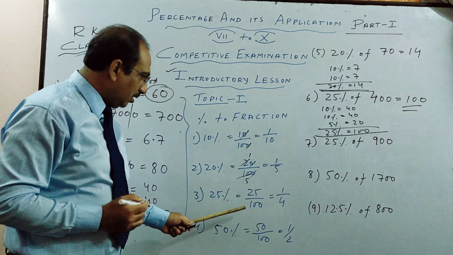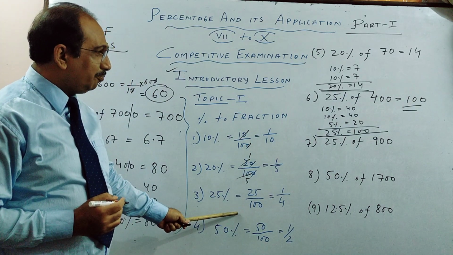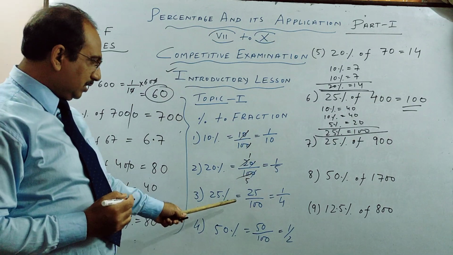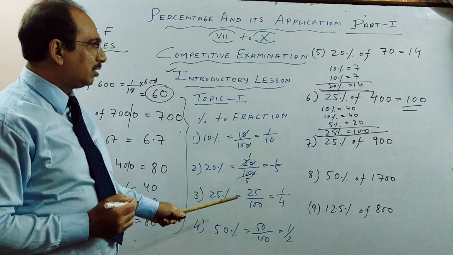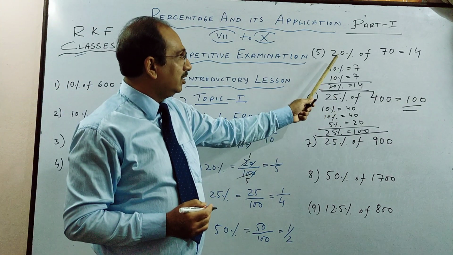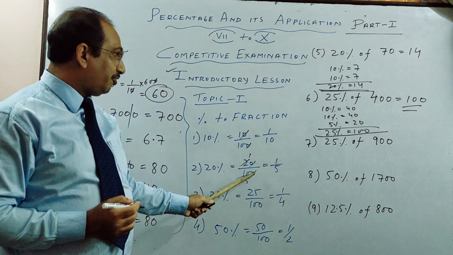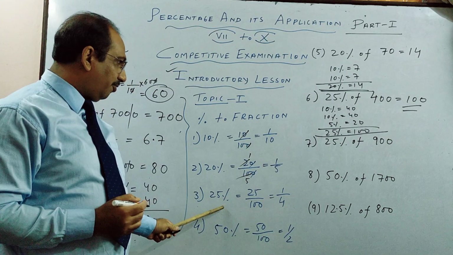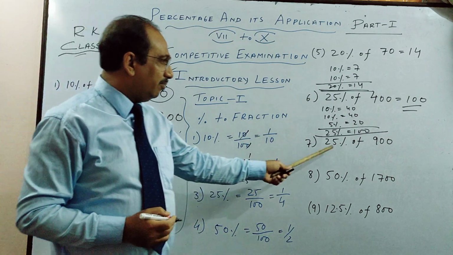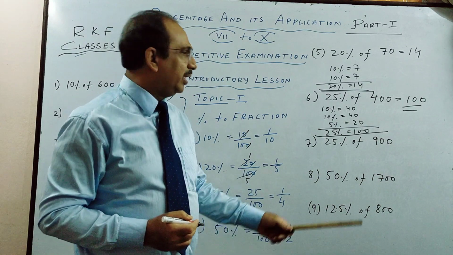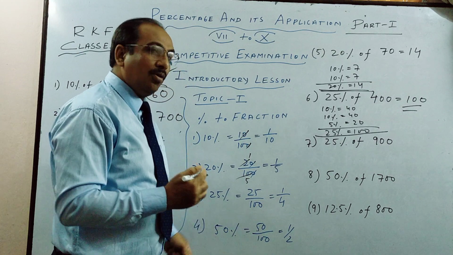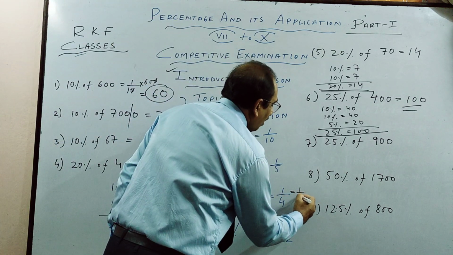25% of 900. So 25% means 1/4. This was 1/5, and this was 1/4. Same question, 25%. What will we do? Divide this into 4 parts. How will you do it mentally? So 900, another way of doing it is that 1/4 is half of half.